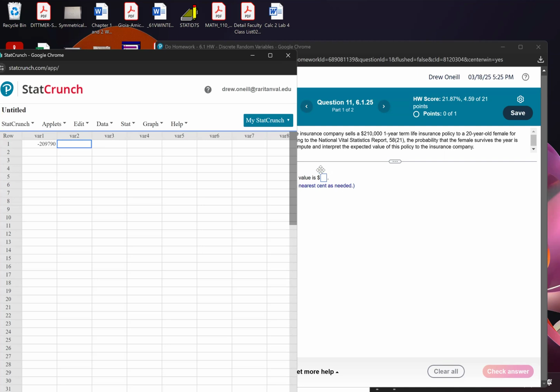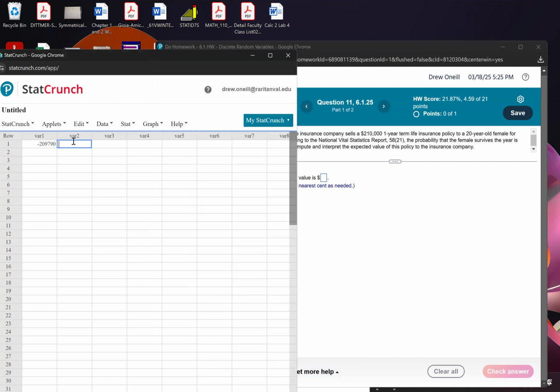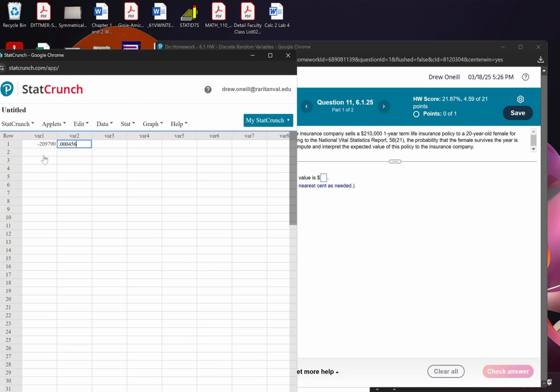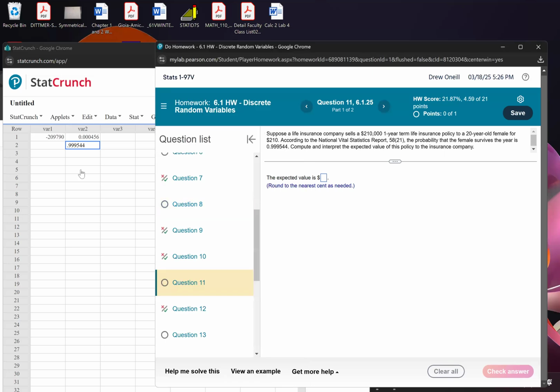Now, the probability of that happening is 1 minus this. So we want to do 1 minus 0.999544, which would be, hold on, 0.000456. So the probability of her dying is the opposite of her not dying. We'll enter the other one right there, 0.999544. And the payout to the insurance company for this, all for one person basically, is they get 210.